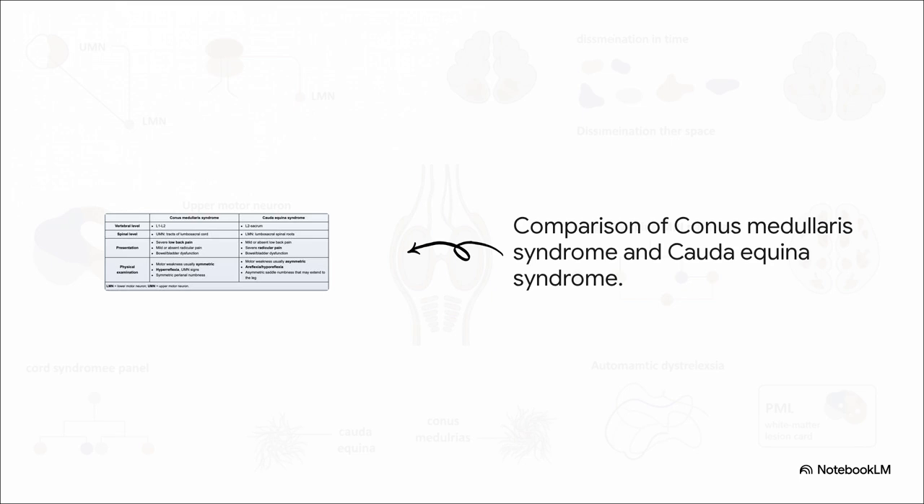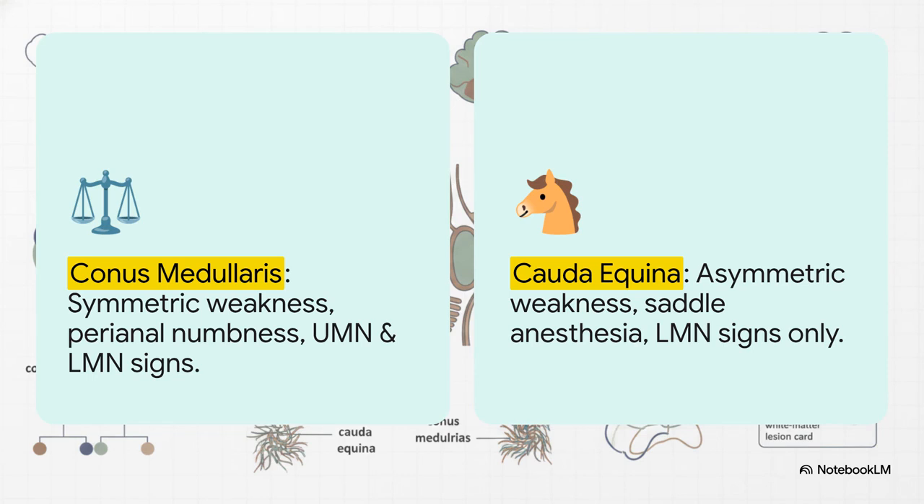You need to know if the lesion is up at the L1, L2 level, hitting the spinal cord tracts, or further down at the L2 sacrum level, hitting the lumbosacral roots. Cauda equina is a lumbosacral root disease. It hits you with severe radicular pain, asymmetric motor weakness, asymmetric saddle anesthesia, and strictly lower motor neuron signs like areflexia or hyporeflexia, plus bowel and bladder dysfunction.